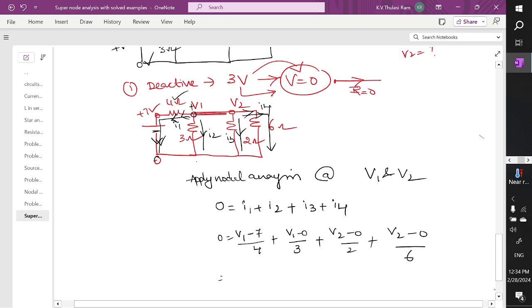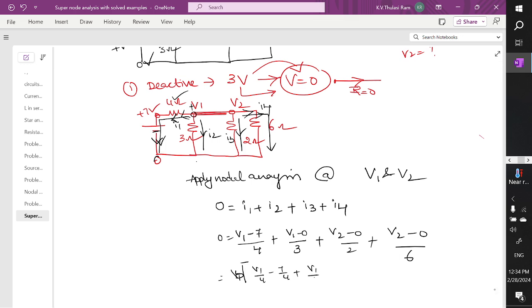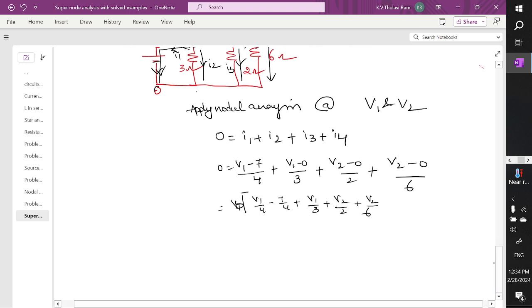Separate the terms. We are going to get V1, so V1 by 4 minus 7 by 4 plus V1 by 3 plus V2 by 2 plus V2 by 6. So when you do it, you can separate V1 terms, and we can separate the V2 terms. So we can write down V1 of 1 by 4 plus 1 by 3 plus V2 of 1 by 2 plus 1 by 6. So this is minus 7 by 4. Here you are going to get plus 7 by 4.